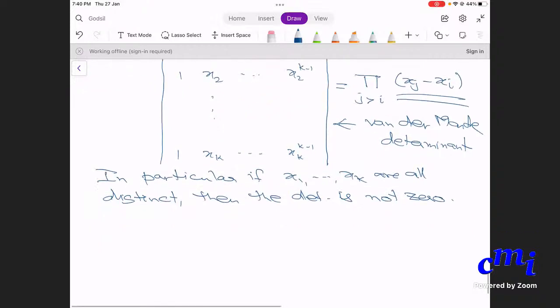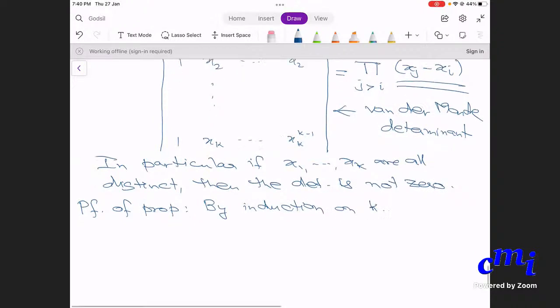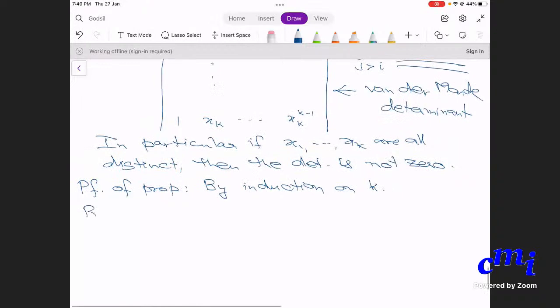So the proof of the proposition is by induction on k. First let's do the base case, say case 2.